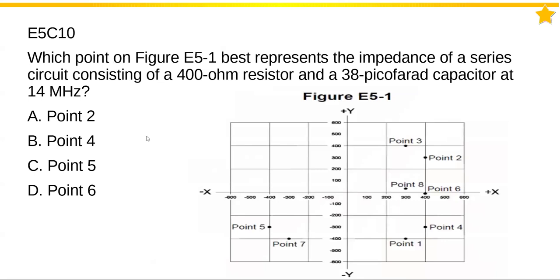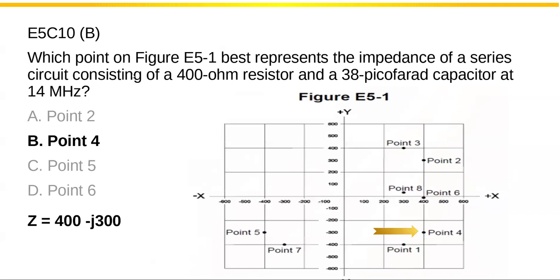Okay, here's some actual examples. We're going to plot. So we've got a 400 ohm resistor and a 38 picofarad capacitor at 14 megahertz. So they require you to calculate the reactance and then plot it. So we know how to come over to 400, but what is the capacitive reactance? It's negative. Well, in this case, since we know this point, there's only one it can be. I've got to get my calculator.